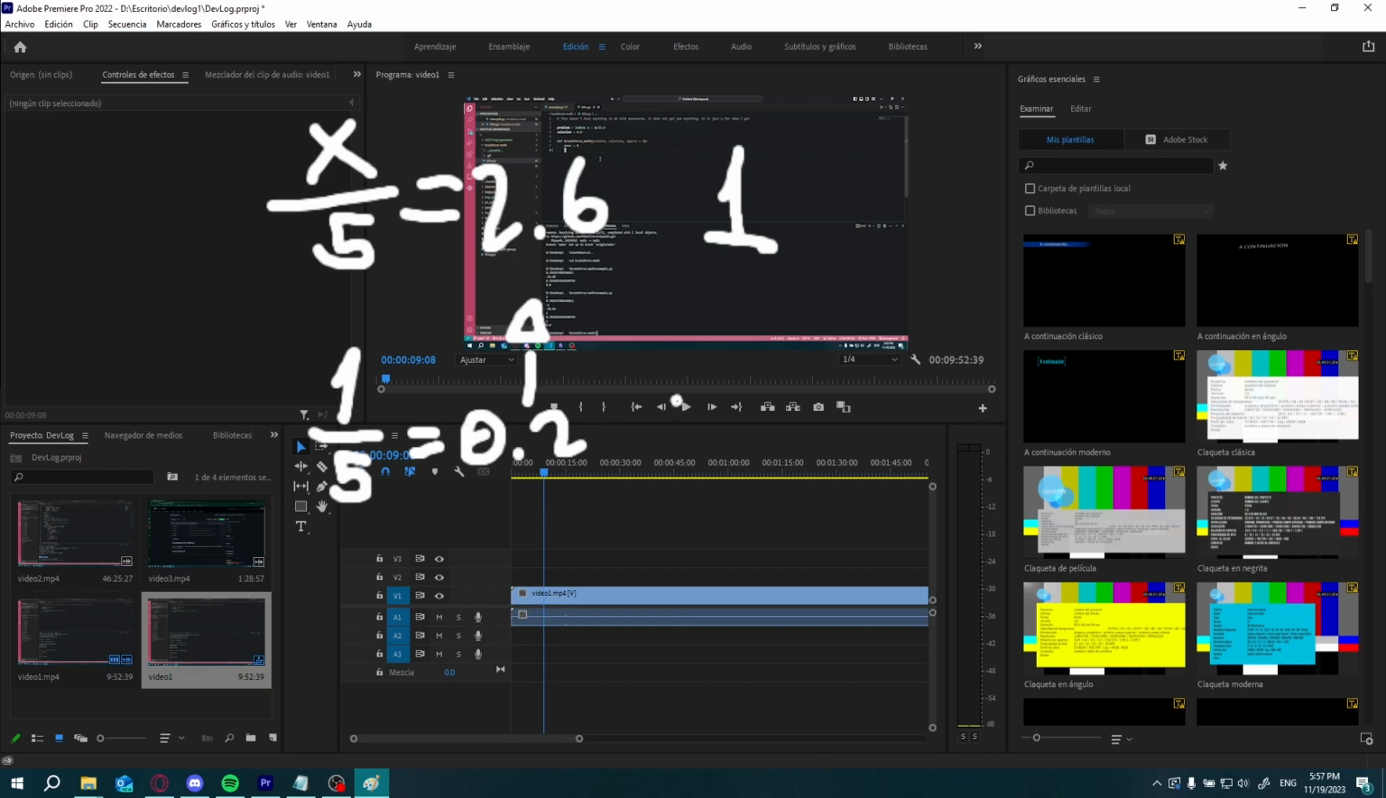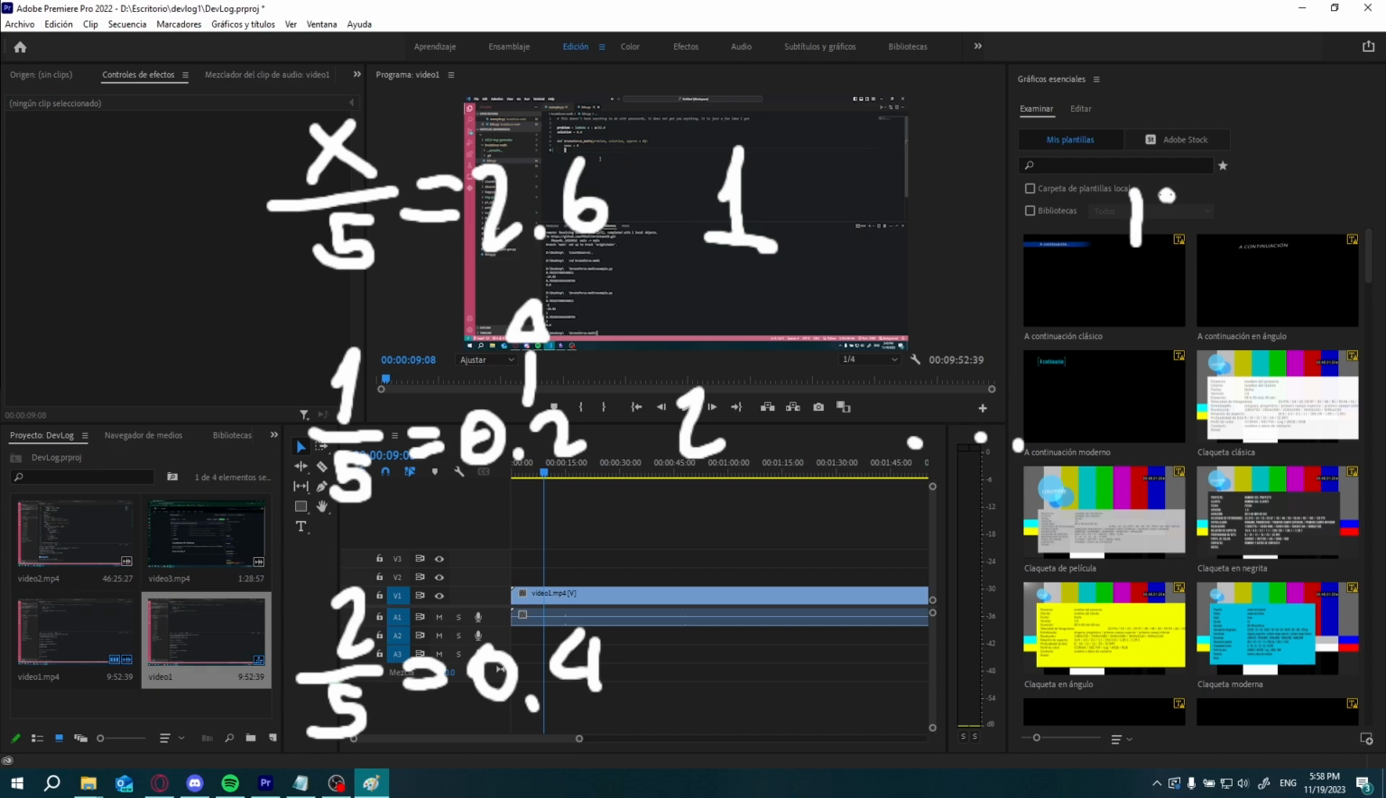Then it raises it by 1 again, so 2. So 2 over 5 is equal to 0.4. Then it'll do that again and again and again till it reaches 13. At 13, it'll be 13 over 5 is equal to 2.6.